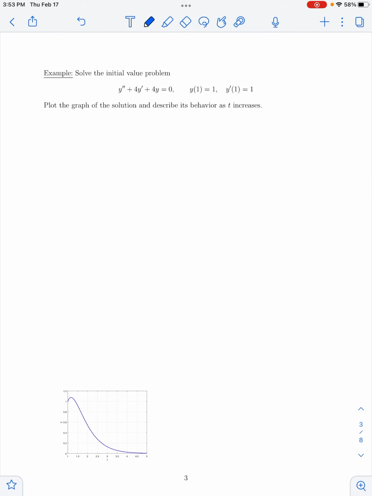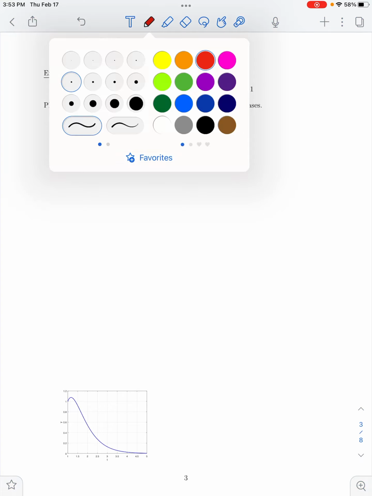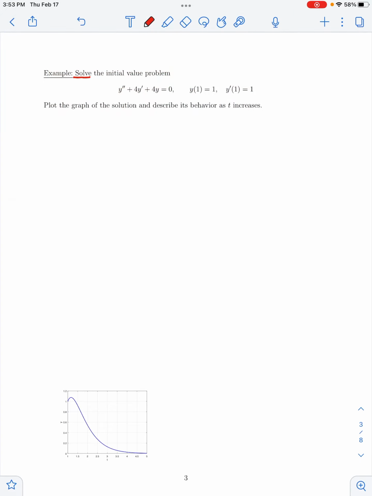So let's consider another one. Same sort of question. We are asked to solve the initial value problem, y double prime plus 4y prime plus 4y equals 0, with initial conditions y of 1 is equal to 1 and y prime of 1 is equal to 1. So notice here our initial conditions are a little bit different from what we've been considering. Normally we have y and y prime at time 0. Here we have these conditions at time t equals 1.